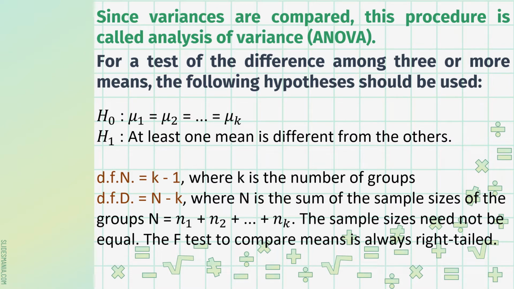And the degrees of freedom for the F-test: the degrees of freedom of the numerator is equal to k minus 1, where k is the number of groups. And the degrees of freedom of the denominator is equal to capital N minus k, where capital N is the sum of the sample sizes of the groups, capital N equal to small n sub 1 plus n sub 2 plus up to n sub k. And the sample sizes need not be equal. And the F-test to compare means is always right-tailed because it can never be negative.